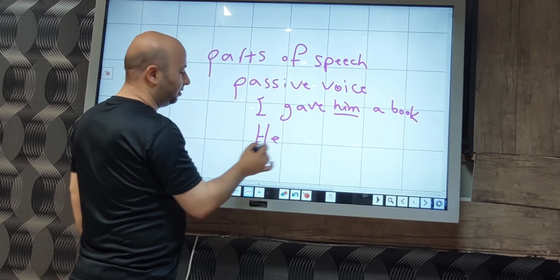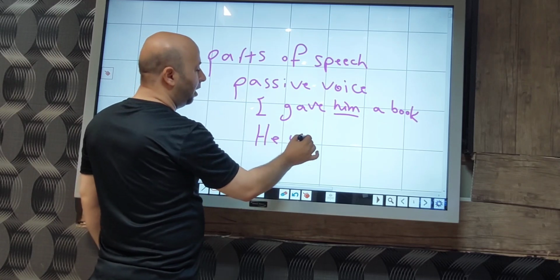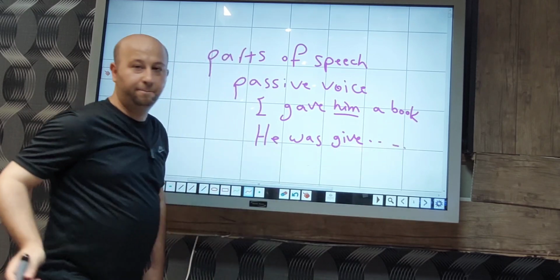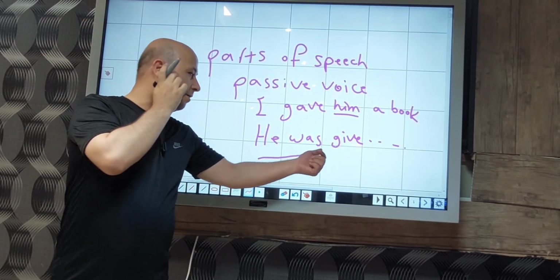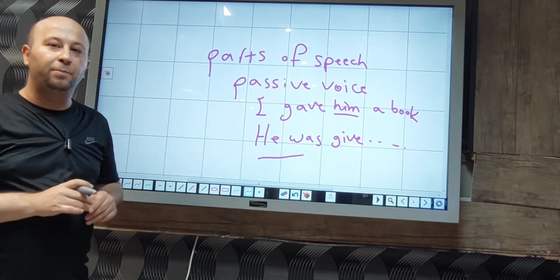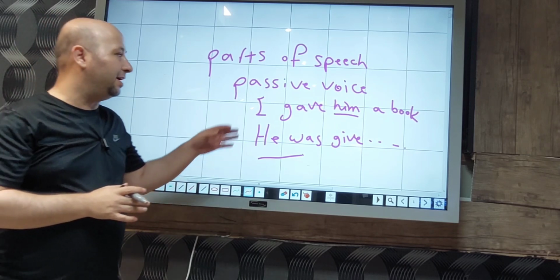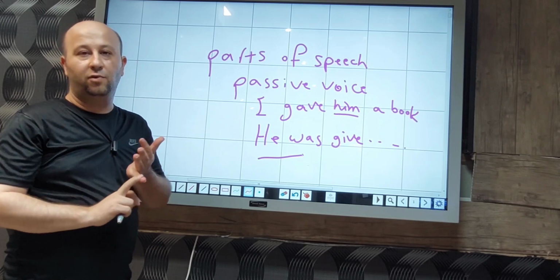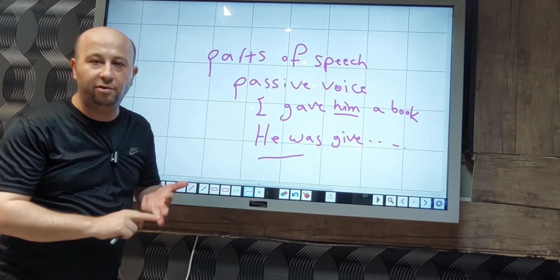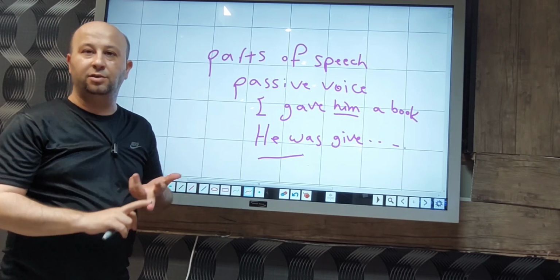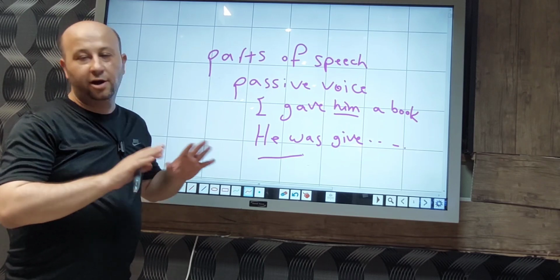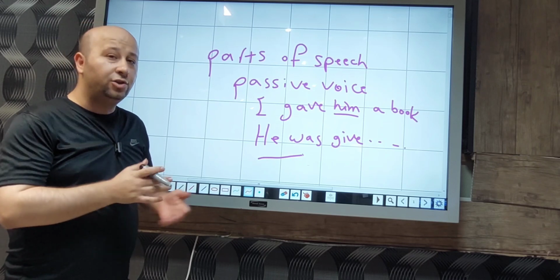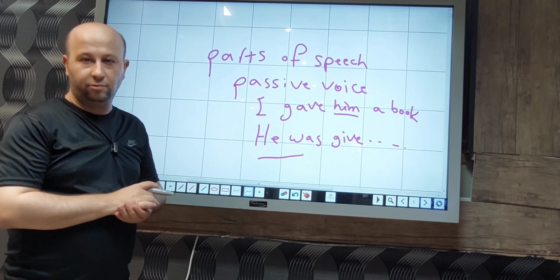So we get a sentence like, he was given a book. So here we have passive voice. You need to know this kind of passive sentence. You've got to learn passive sentences for present continuous, present perfect, simple present, and these kinds of tenses. So make sure you learn all these passive voices.